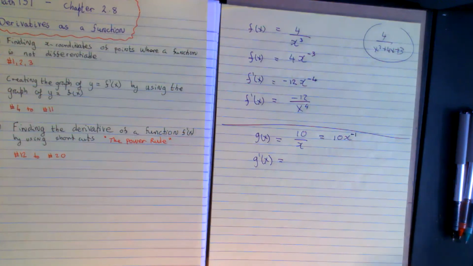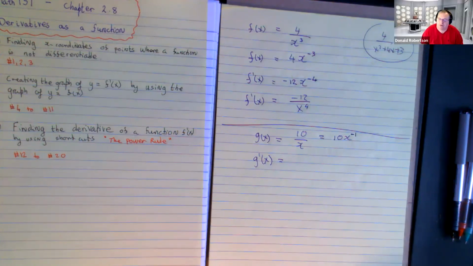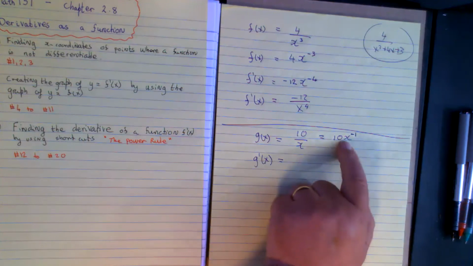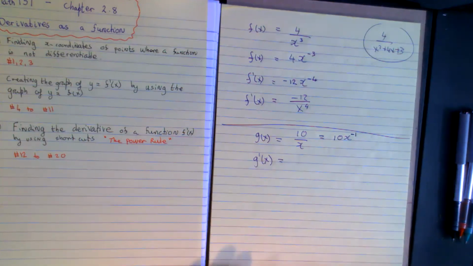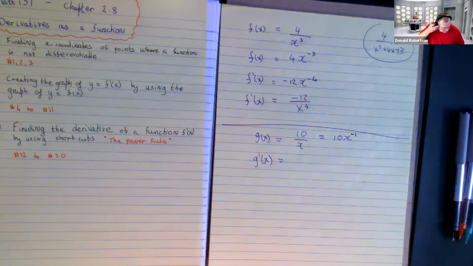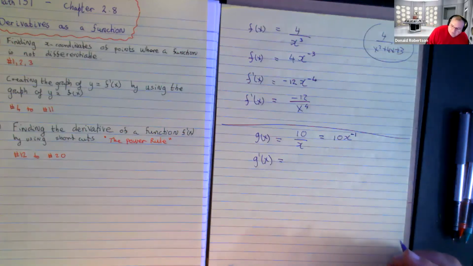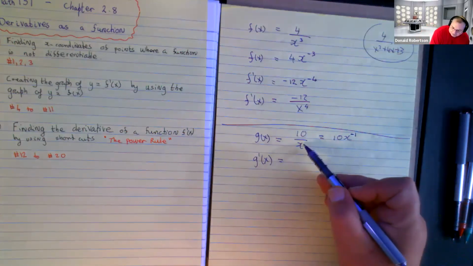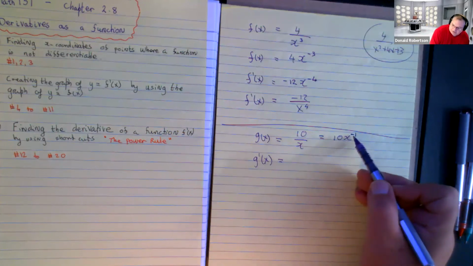Oh, you're trying to do too much in one go. Oh, I see what I'm doing. It's going to be -2. Yeah, because -1 minus 1 is going to be -2. Right, so 10 over x is going to be 10x to the -1. Agreed?